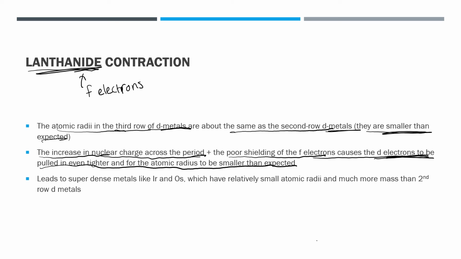And what does this lead to? This leads to super dense metals, right? If we think about this, we have third row d metals that are much more packed with protons and neutrons than the second row d metals, but they're literally the same size. So what is this going to mean? This is going to mean they're going to have the same volume but way more mass. And this leads to very dense metals like iridium and osmium. So these are two examples of super dense metals. They have relatively small atomic radii because of the lanthanide contraction, and much more mass than the second row d metals because of all of the protons and neutrons that have now accumulated in the nucleus compared to the second row d metals.